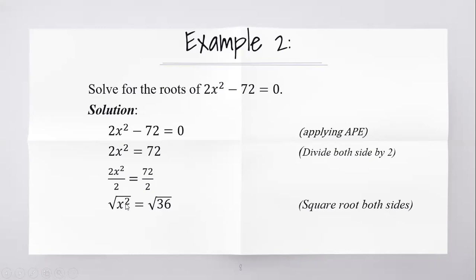So square root of x squared is equal to square root of 36. Again, by applying square root property, our value of x is equal to positive negative 6. Or the roots are x equals 6 and x equals negative 6. That is the correct answer.